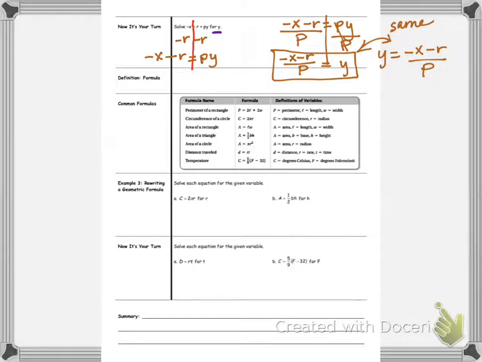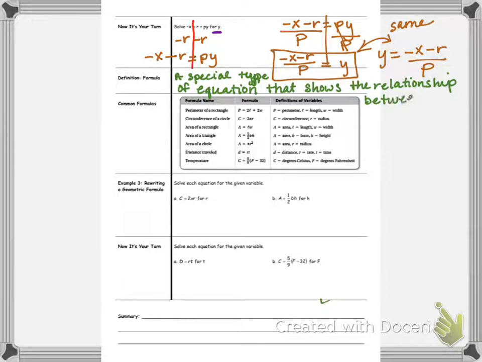Okay, so what are formulas? A formula is a special type of equation that shows the relationship between different variables. If we look here in this box, these are all examples of formulas: perimeter, area, distance, temperature. When you're doing your temperature conversions from Celsius to Fahrenheit or vice versa, these are all examples of formulas.